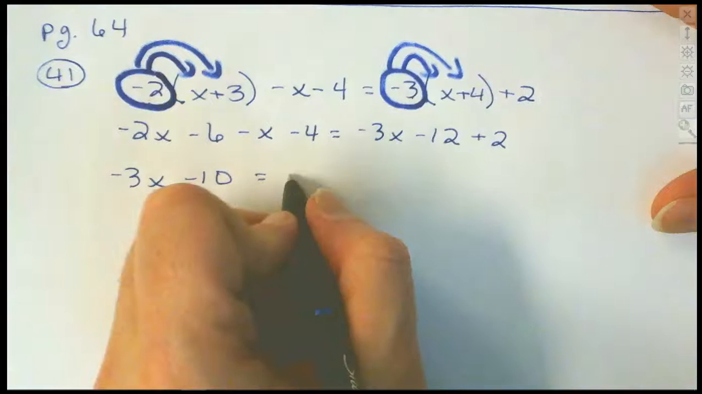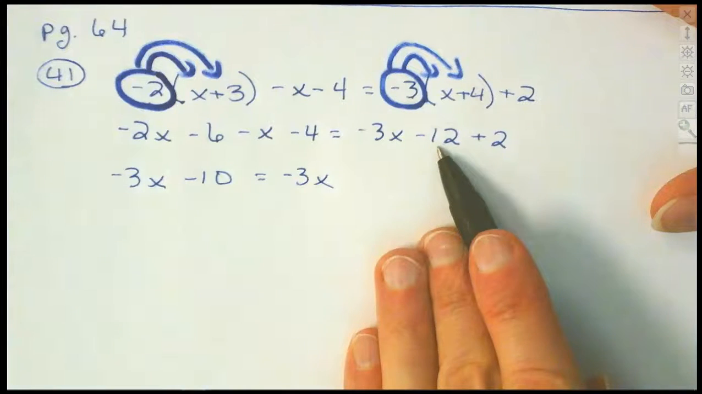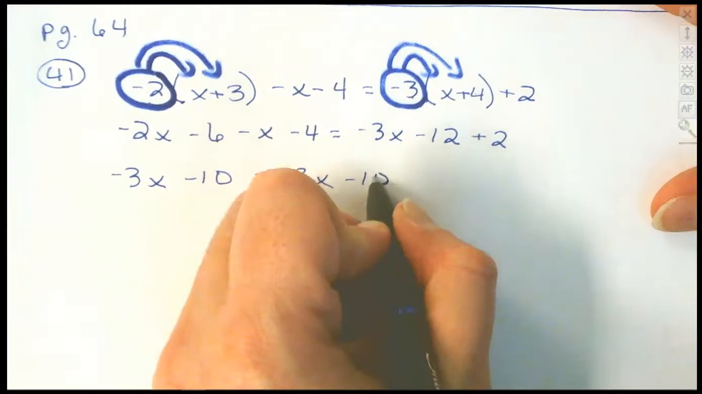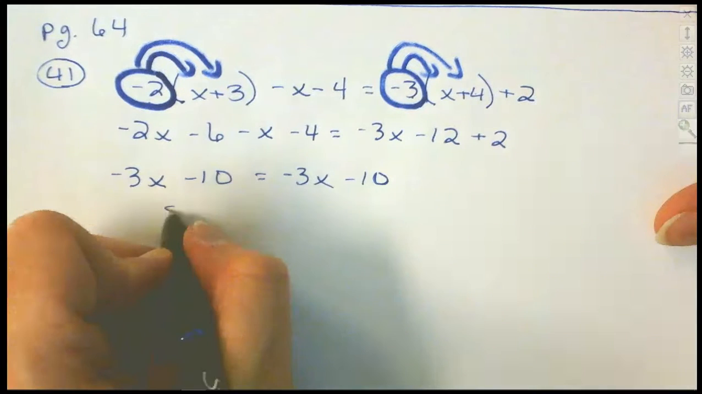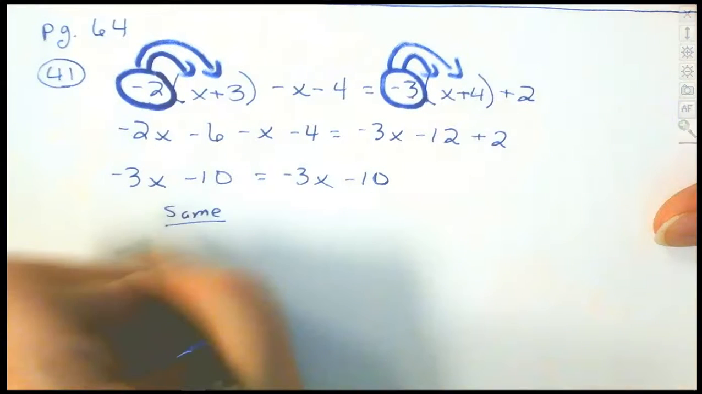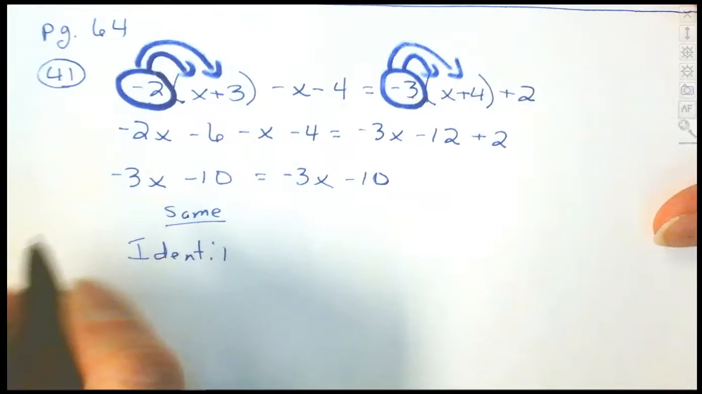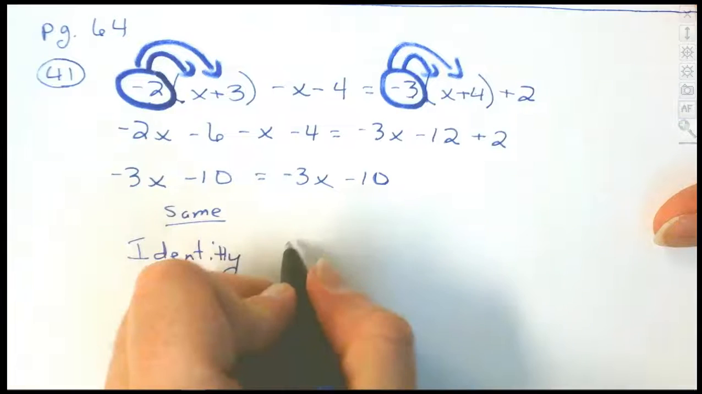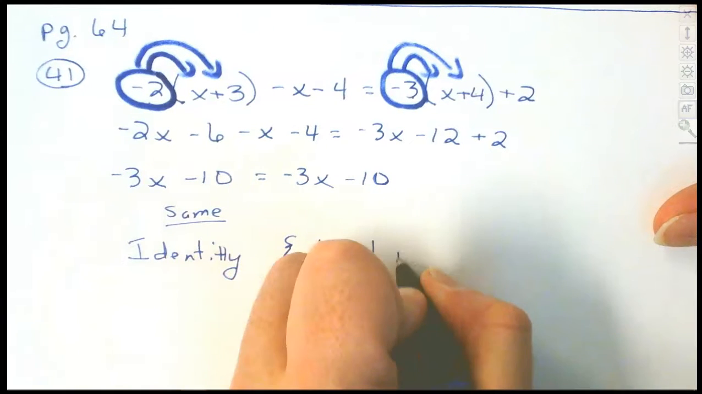On the right-hand side, we already have a minus 3x. And then we have a minus 12 plus 2. That makes it then a minus 10. Now what do we know? Well, when we look at this, we know these are the same. And so if these are the same, then this is an identity. And if it's an identity, what do we know our solution set is going to be? All real numbers.